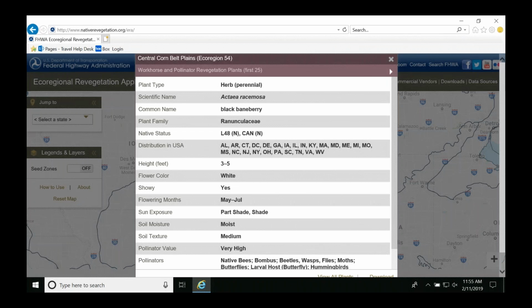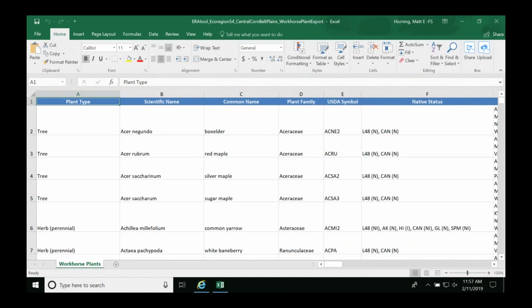It gives you this pop-up list of species. And this is like the first 25 species that we think are important based on their workhorse characteristics and pollinator value. And it talks about what the distribution is in terms of states. It gives you some of the characteristics that I mentioned before, like what kind of soil moisture it needs. This has a very high pollinator value. We talk about the pollinators that are shown to utilize this species. And you can arrow through this table and look at these first 25 species if you're just curious, or if you don't have to go too deep. You can also download all that data.